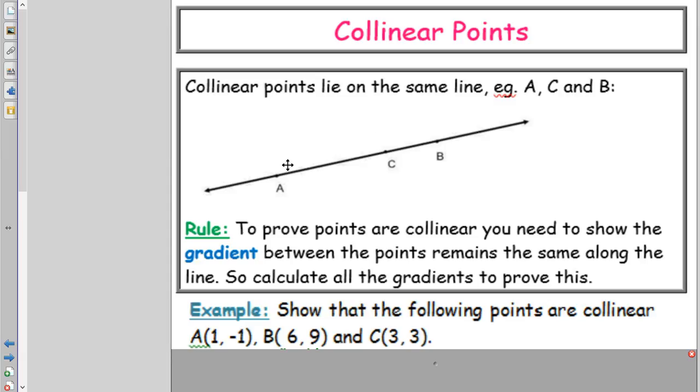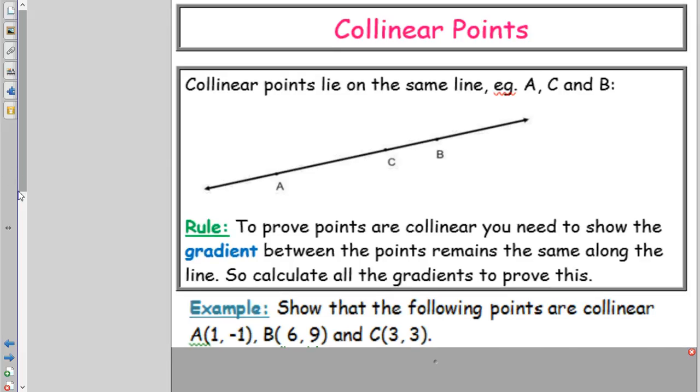Another way to prove it is, if they're collinear, then the gradient between A and C must be the same as the gradient between C and B, which would also be the same as the gradient between A and B. That's a way of proving that they're collinear, by saying that the gradients between all points are the same. So to prove they're collinear, you need to show that the gradient between the points remains the same along the line. So you would need to calculate the gradients to do this.